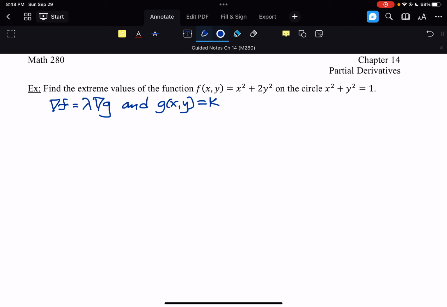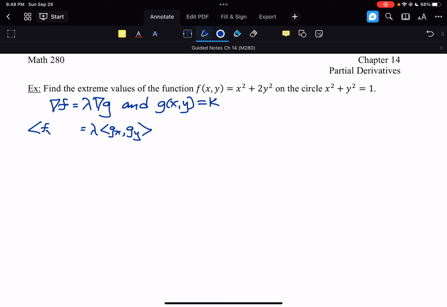So remember with these gradient vectors, this is fx, fy, fz equals lambda gx, gy. Actually, no z this time. It'd just be fx and fy equals lambda gx and gy, like that.